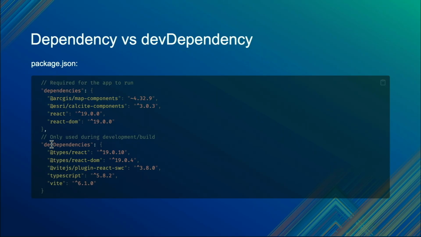We also have dev dependencies. These are, like the name suggests, development time dependencies or build time. You can execute them during the build of your application. You can run them from a command line, but they do not get shipped to your users. This is just for you during development.